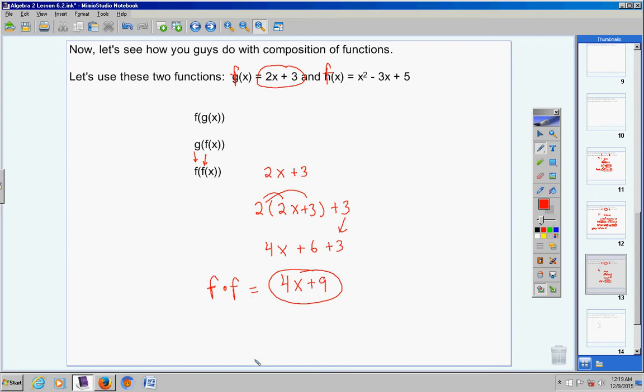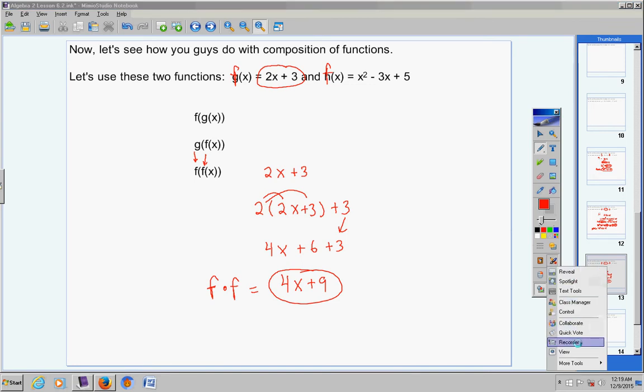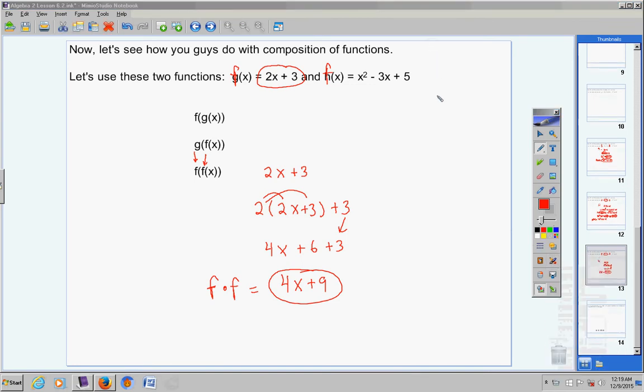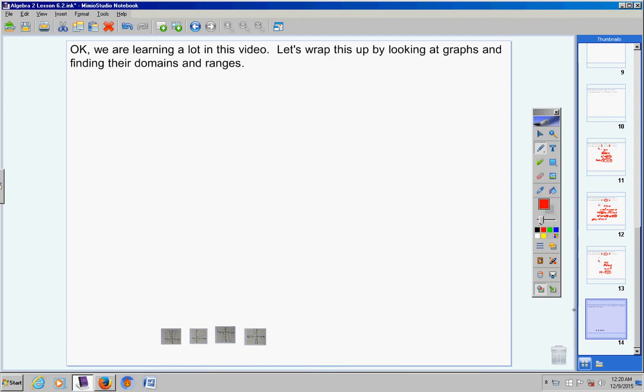That's it, guys. That's all you have to do on these. So you need to practice them and understand that they're not super difficult. They're not super hard, but you got to understand how to do these, okay? Alright, let's continue on. Okay, we're learning a lot in this video, okay? Let's wrap this up now by looking at graphs and finding their domains and ranges.